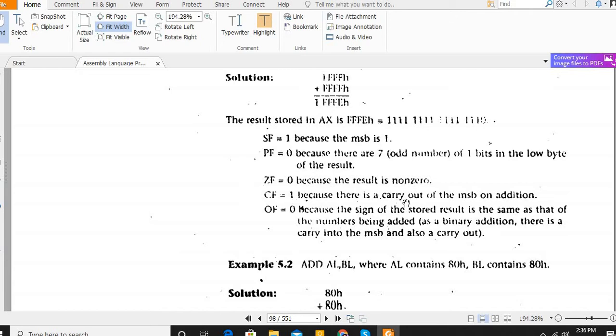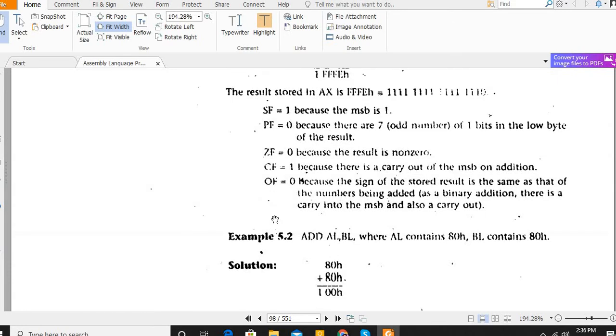CF equals 1 because there is a carry out. So after adding these contents, CF will be 1 and OF is 0. Why is OF 0? Because the sign of the stored result is the same as that of the numbers being added. Here you see that FFFFH is a negative number, and the other is also a negative number, two negative numbers, and your sign has not changed. The result is also a negative number, so no sign change, which means no overflow occurred here.